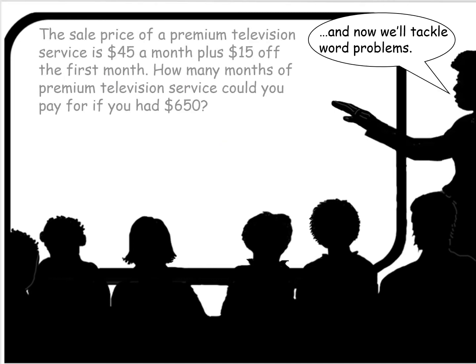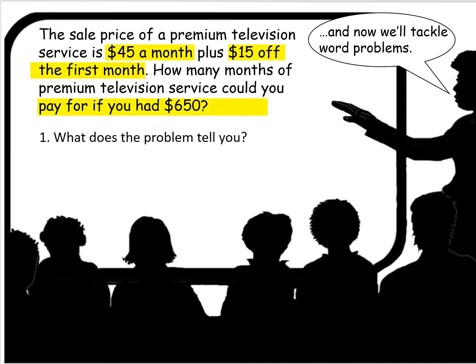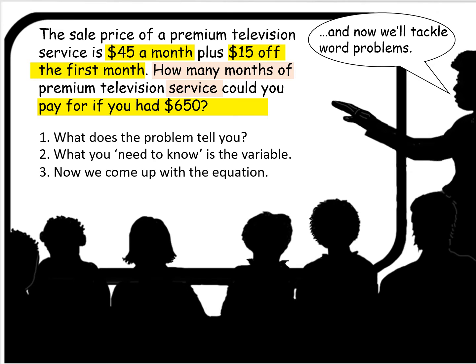Alright, now we're going to tackle some word problems. The sale price of a premium television service is $45 a month plus $15 off the first month. How many months of premium television service could you pay for if you had $650? What does the problem tell you? Well, it tells you that you're going to have $45 a month plus $15 off. That $15 off is going to be a minus 15 off the first month.